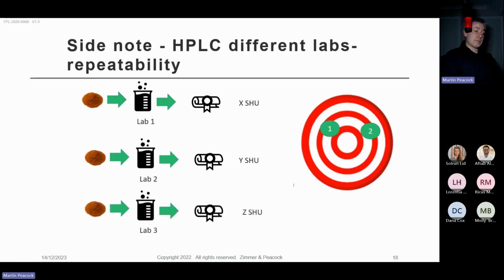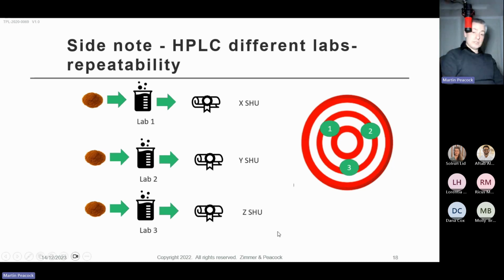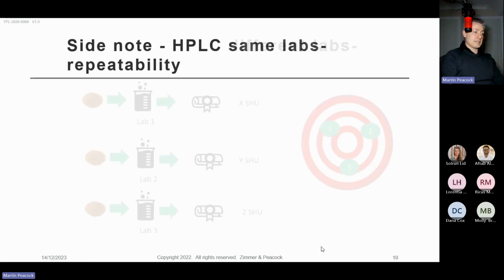And if you take the same sample sent to a third lab, you'll get another result, but it will not be the same as the other 2 labs. Now, that's an expensive test to do, so people don't do it. But when it is done, there's no way that they're going to give you 3 exact results. So be careful with those certificates of analysis.